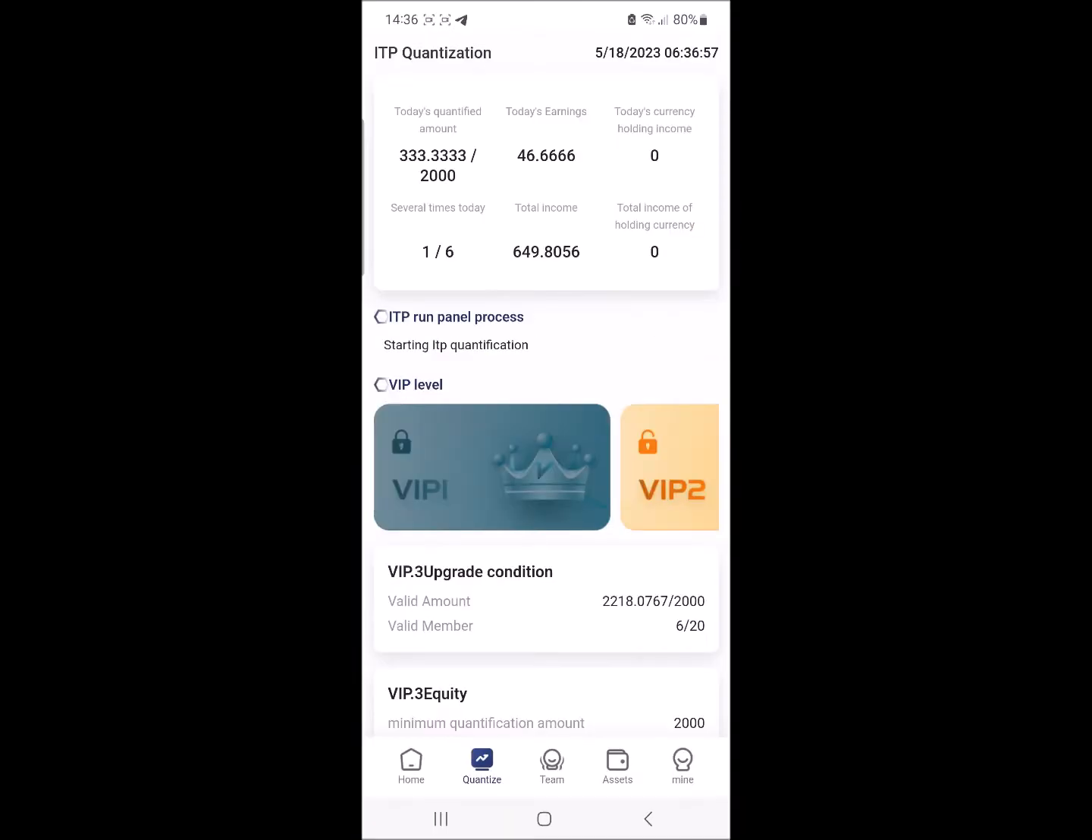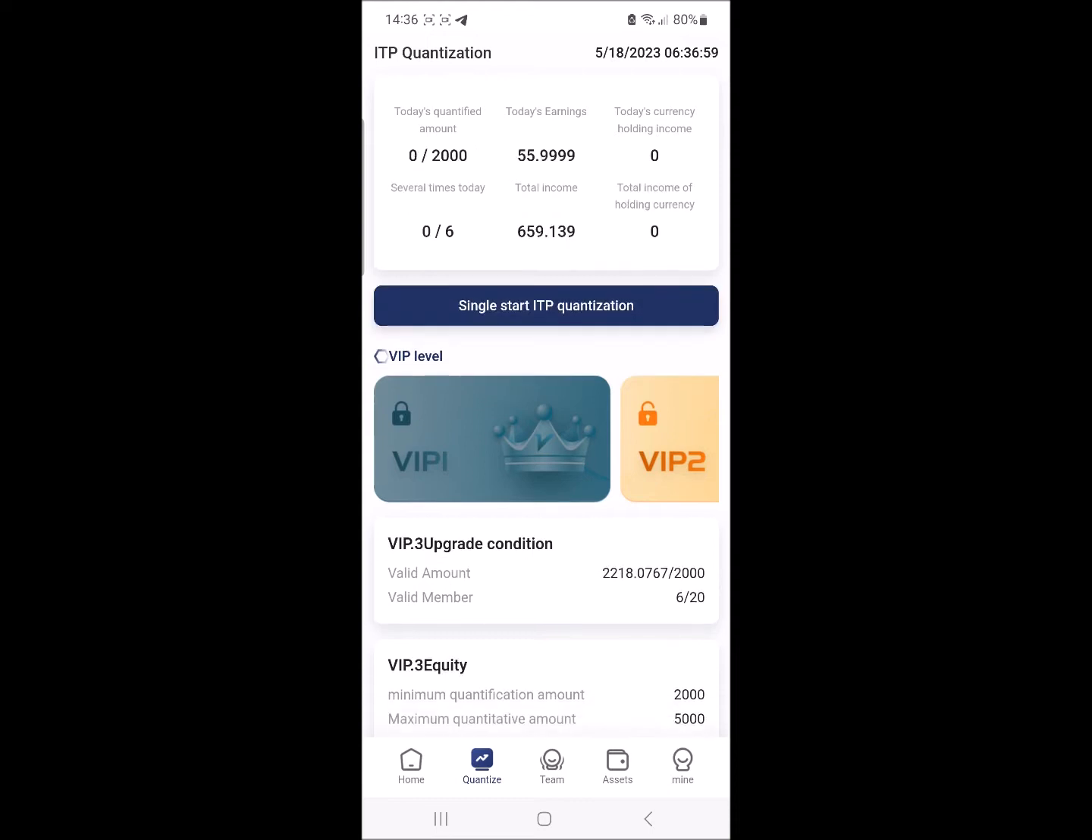Okay, that's the end of this little presentation. If we go back to here, right, I've done all my spins for today. So if you look at the top on the left, the second figure down, I've now got 0 left out of 6 turns. At the top on today's earnings, you'll see I've got $55.99999, so all but 56 cents.